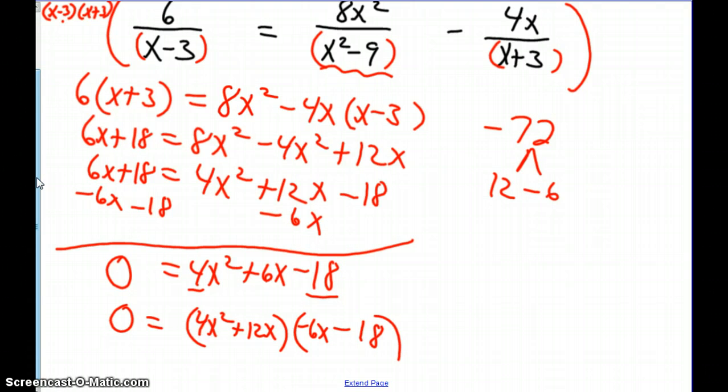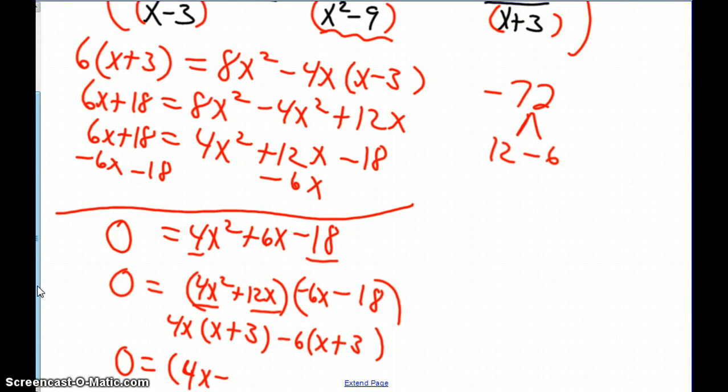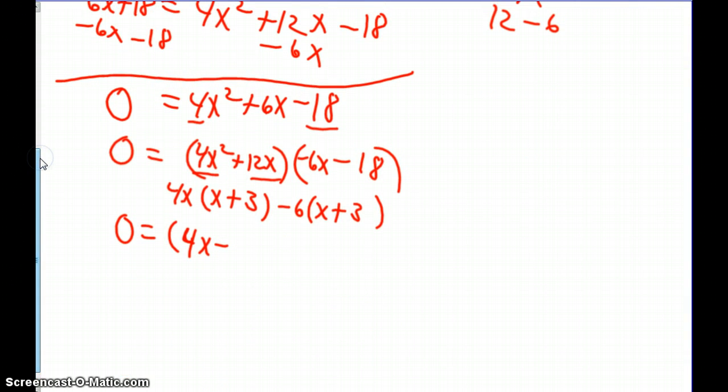Okay, now what's the greatest common factor on the first one? 4x, 4x. Okay, so here's the 4x coming out. And remember, take out the lead negative. What's the greatest common factor on the second one? Negative 6, right? And here comes the negative 6 out of it, right? Here we got that. Okay, so now we got this, okay? We got 4x minus 6 times x plus 3, right?